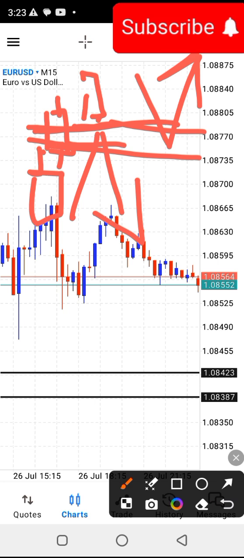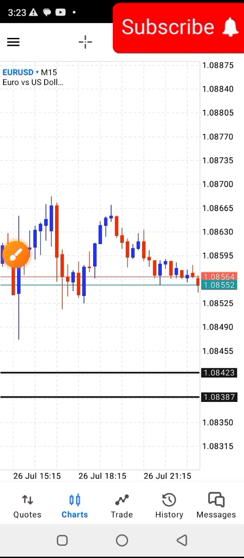I don't know if anyone has gone through this. If you've seen such a scenario play out, please say it in the comment section so that other people can know that yes, these kinds of situations have played out before. I've seen it play out many times. So when you have fair value gaps aligning like that, they are more powerful.